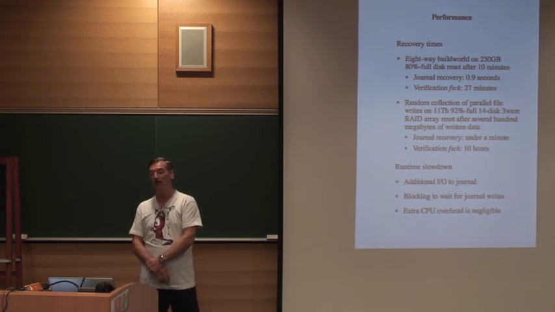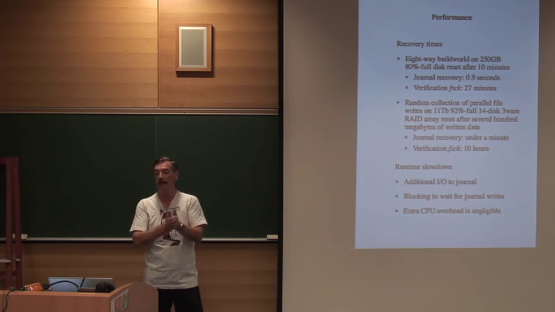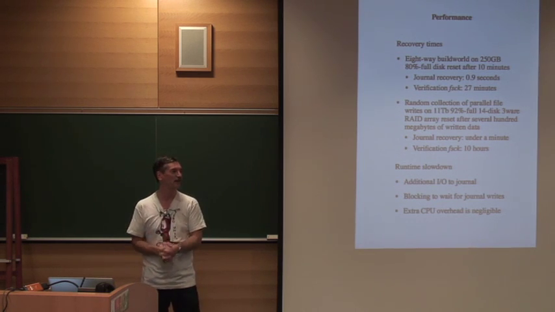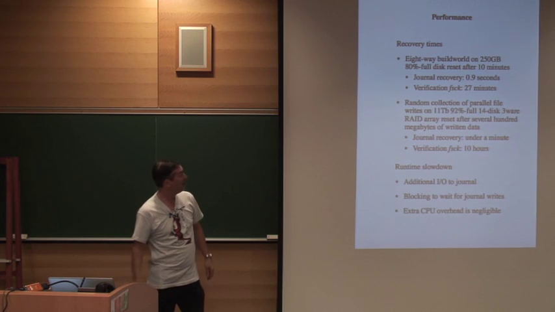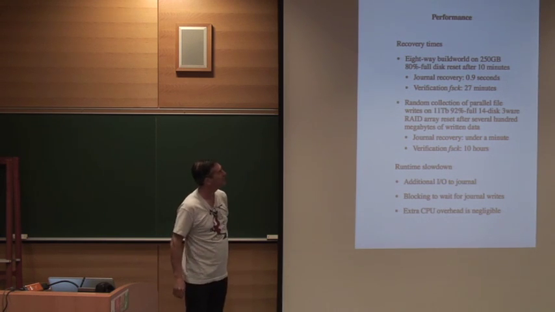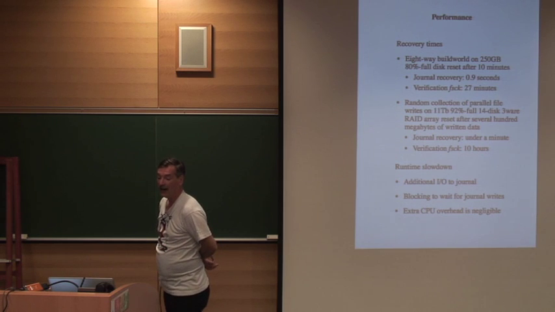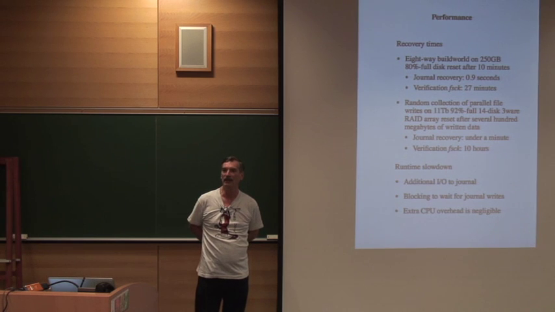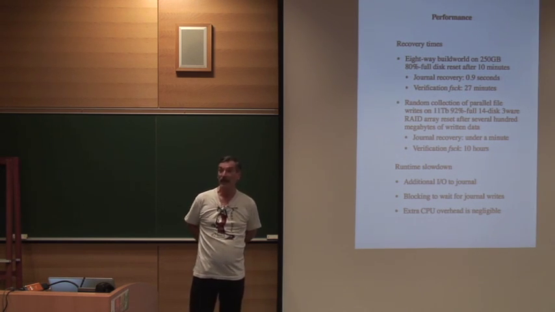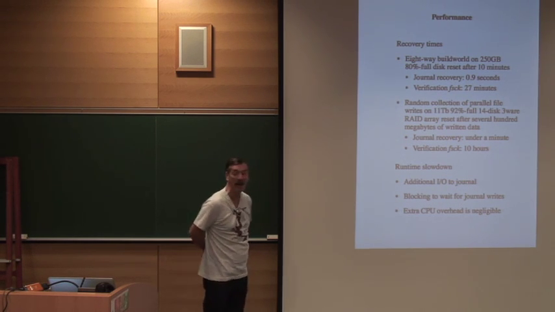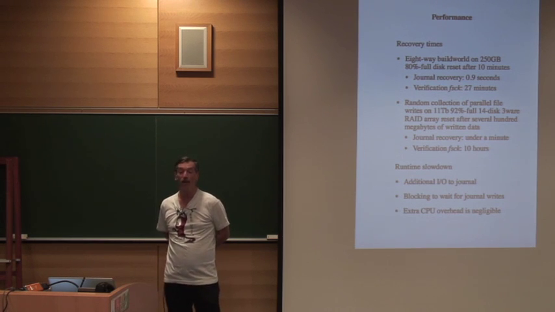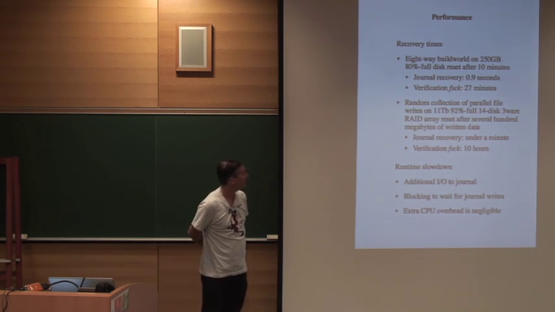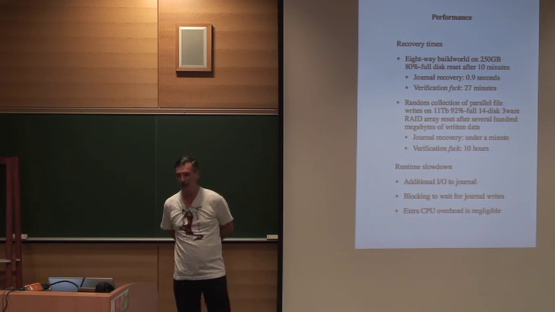So there's two things that we did as examples. One is an 8-way build world on a 250 gigabyte, 80% full disk. And when we say reset after 10 minutes, this is with extreme prejudice, where we power fail it. And so the journal recovery in that case took 0.9 seconds. While we're doing all of our testing, we would always run a verification FSCK, because after the journal is done, FSCK had better not show anything wrong. I mean, even the superblock summaries had better be correct, because if even one of those is wrong, we're missing something. So we would run the FSCK verification, and that would take another 27 minutes.